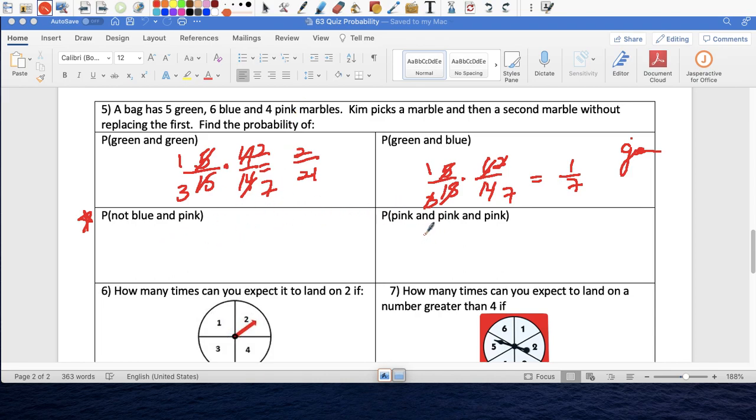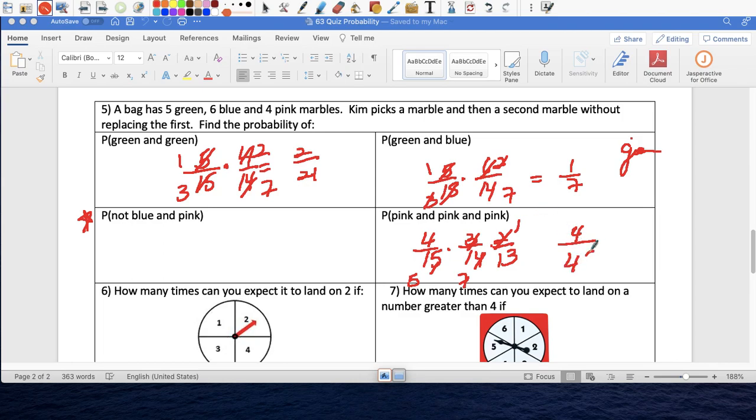So the probability of getting a pink in the first try is 4 out of 15. Put it in your pocket. There's one less pink, so 3 out of 14. Put it in your pocket. Now there's 2 less pink. 2 out of 13. Can we simplify? Let's see, 1, 7, 1, 5. On the top is 4. At the bottom is 5 times 7 times 13.